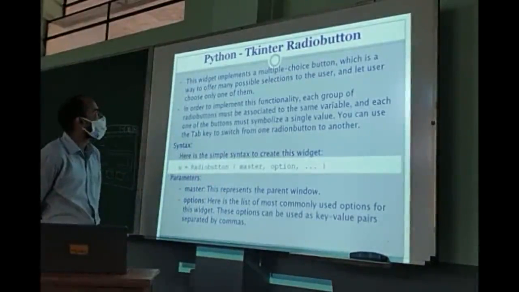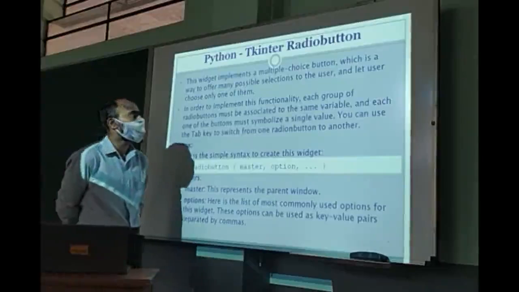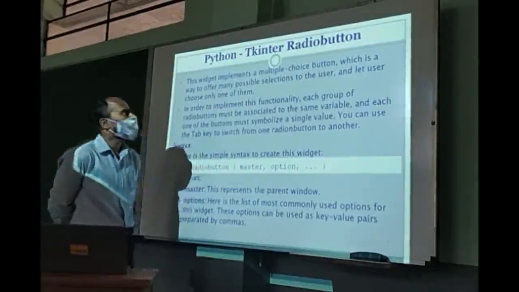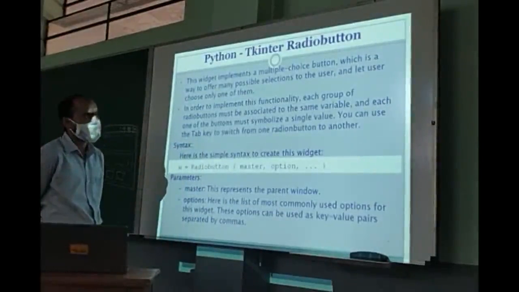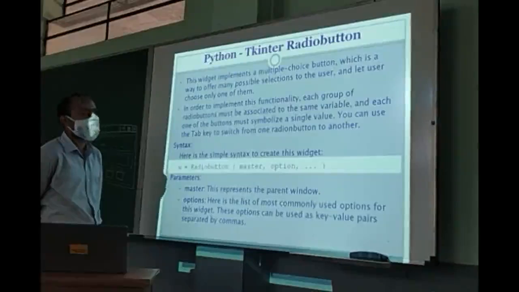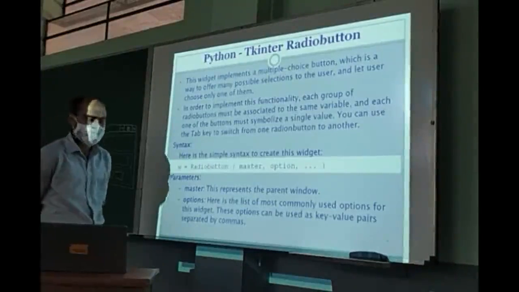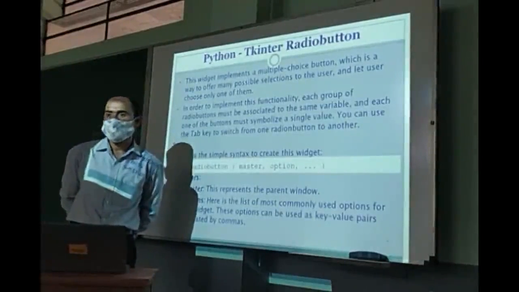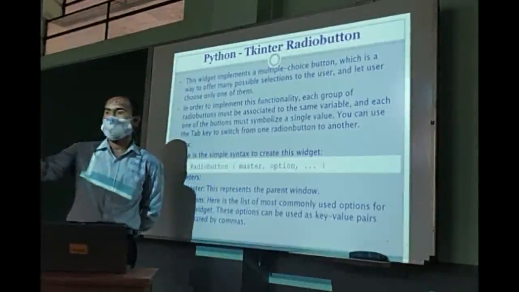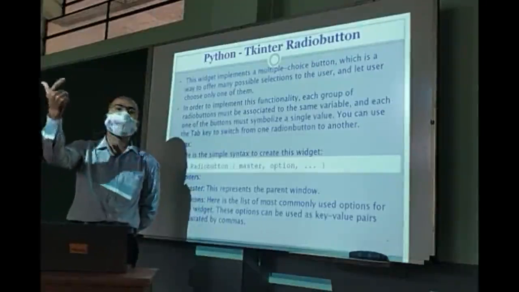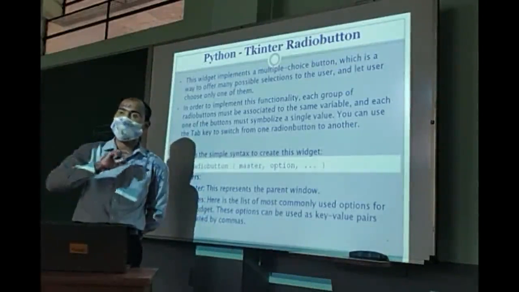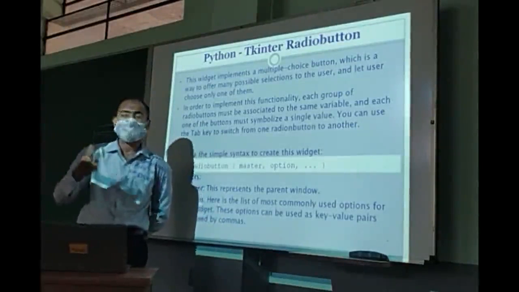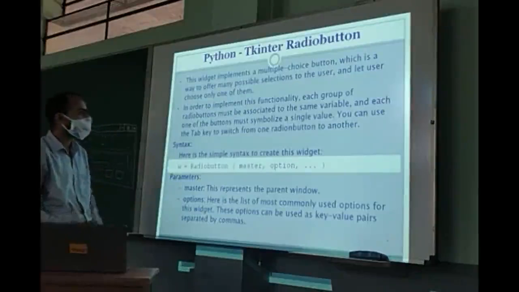So this widget implements multiple choice buttons, which is a way to offer many possible selections to the user and let the user choose only one of them. Like for gender selection, you can offer radio buttons, male, female. He can select only one from it. If he selects the other one, the first one automatically deselects. That is the purpose of using radio buttons.